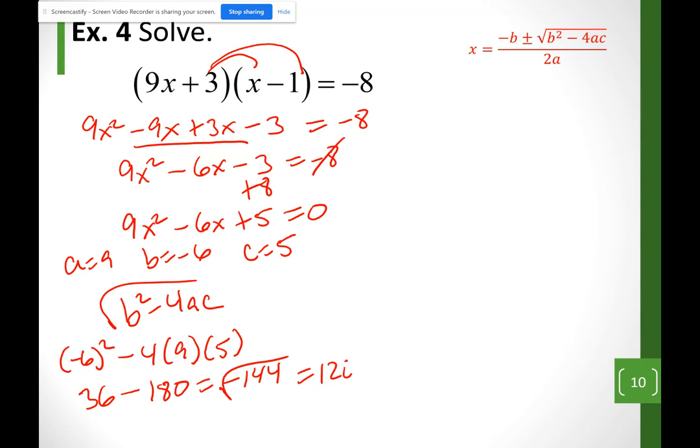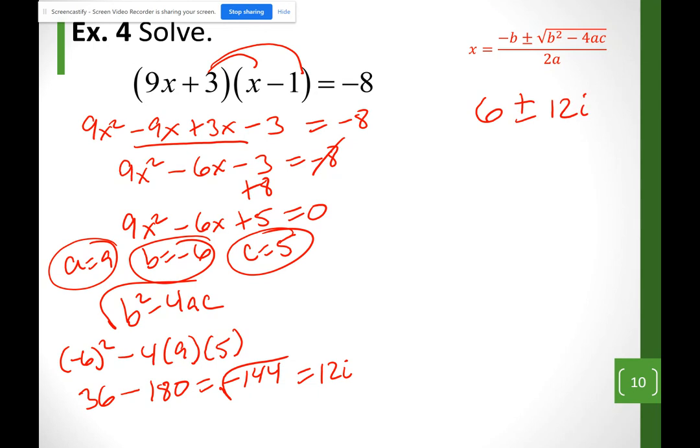Remember I said the square root is the hardest part. So now I'm going to use my whole formula. Let me remember my A, my B, and my C. So when I look at the formula, negative B, the negative of a negative is going to give me positive 6 plus or minus 12i all over 2 times A gives me 18.